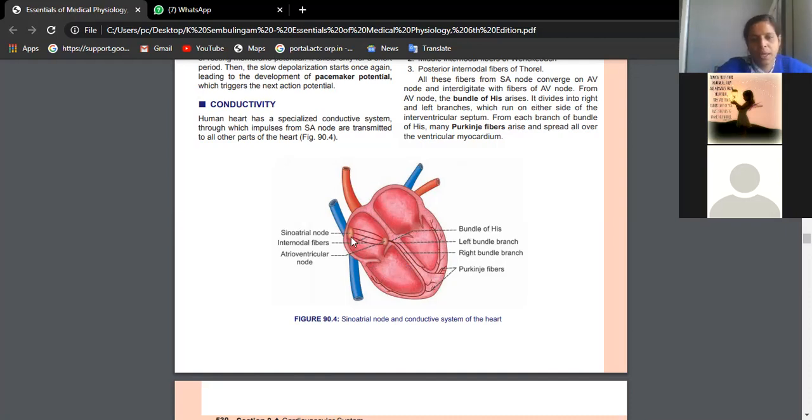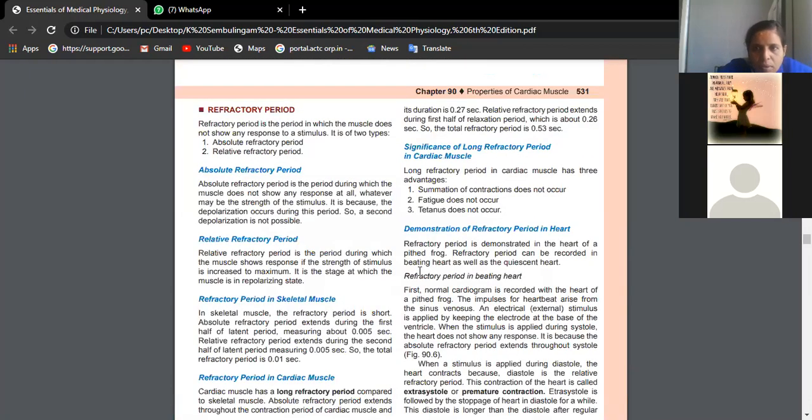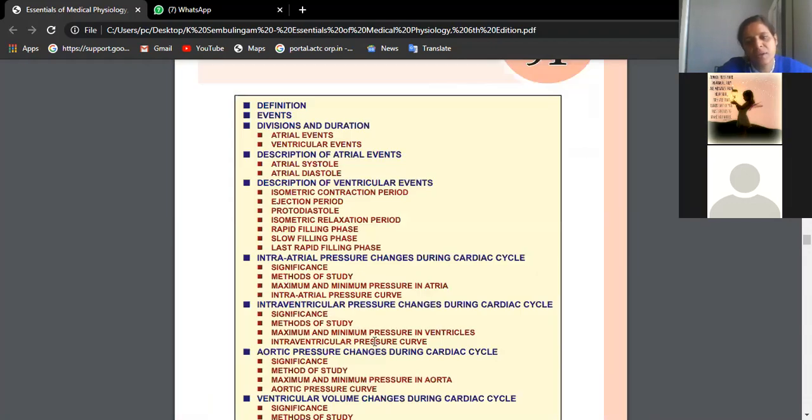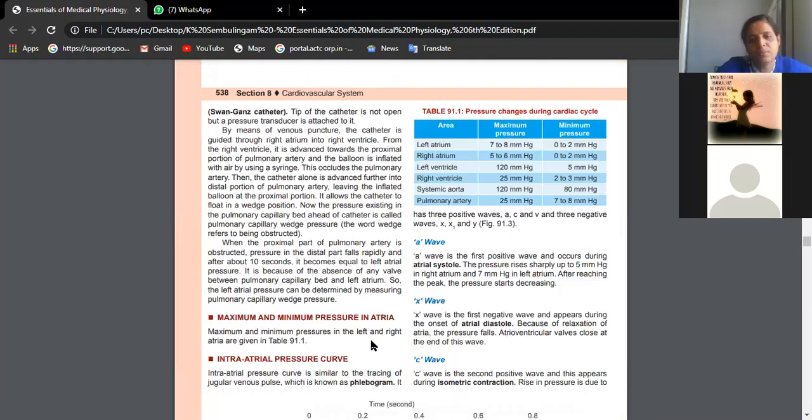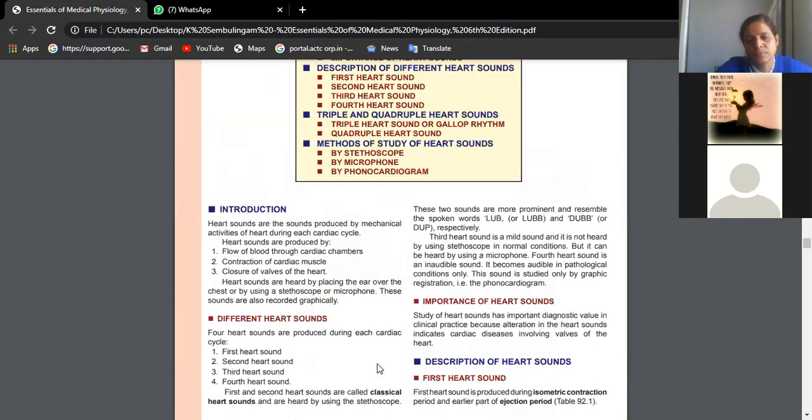Okay, so AV nodal delay. That means there is a delay in the information passing from the AV node to the bundle of His. AV nodal delay is discussed on page 556. It's a 2 marks question. For you it will be 3 marks. Let us see what is given there.